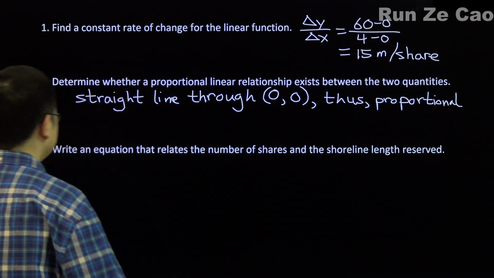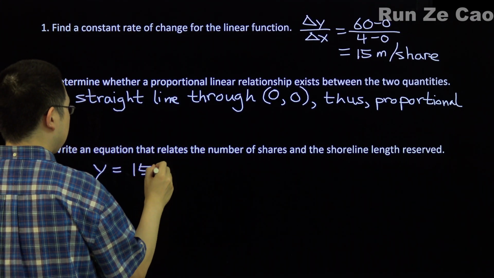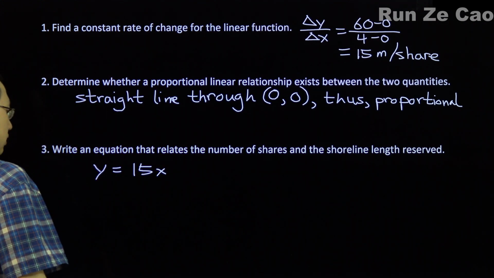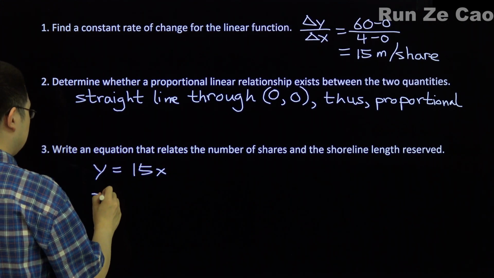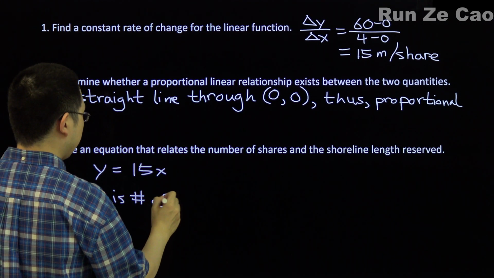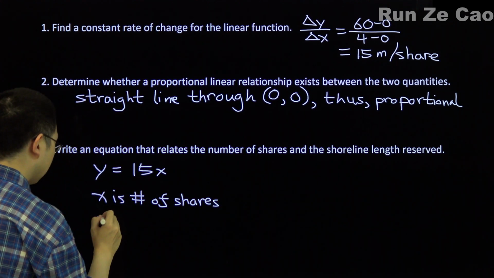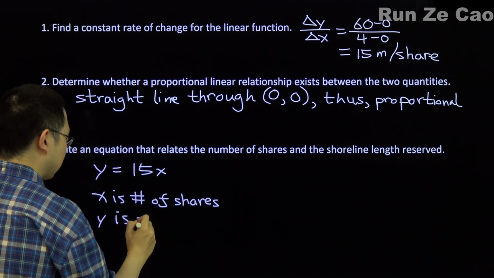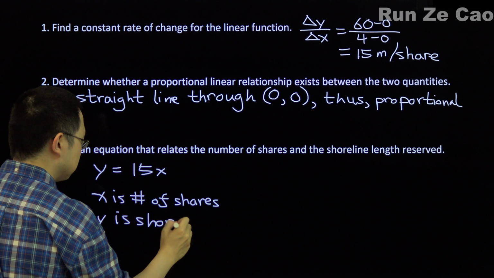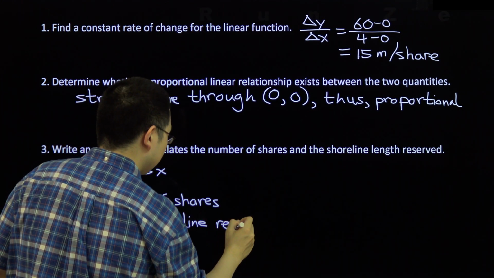Well, y is equal to 15x. X is number of shares. Y is shoreline reserved.